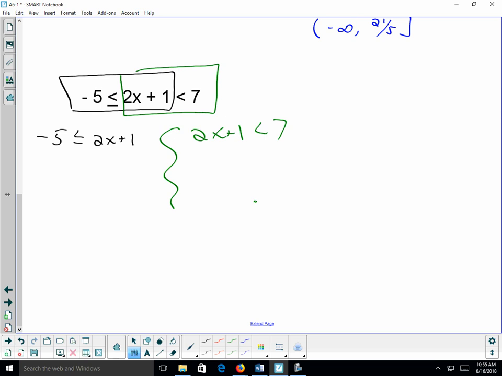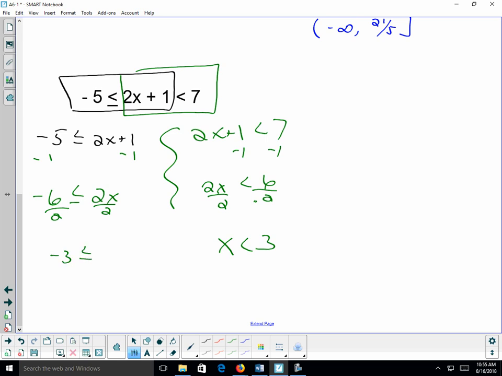So when I go to solve this, I'm going to subtract 1 from both sides. Here I'm going to subtract 1 from both sides. Both of them going to divide by 2. So here I have x is less than 3. Over here I have negative 3 is less than or equal to x.